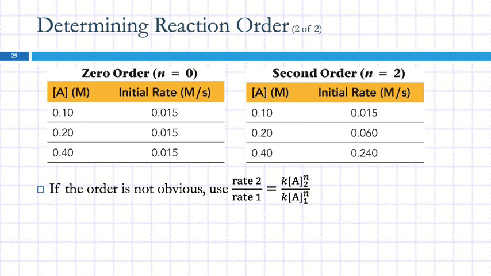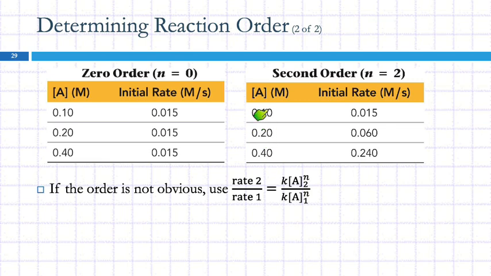So here are the results of a similar experiment for zero order, starting with the same concentrations. At 0.1, it was 0.015. At 0.2, it's 0.015. At 0.4, it's 0.015. Doesn't matter what this concentration is, the rate's always the same.